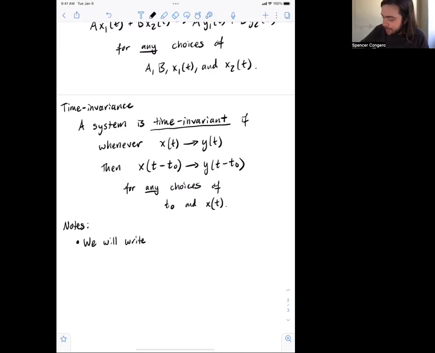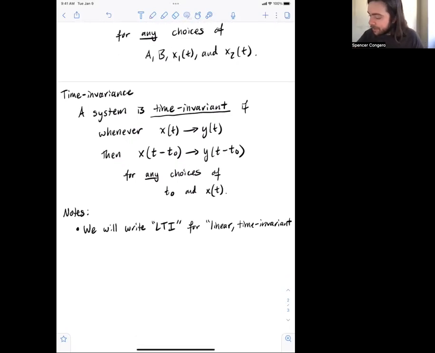We will write LTI to mean linear time invariant. So both. LTI doesn't mean one or the other. It's both linear and time invariant.